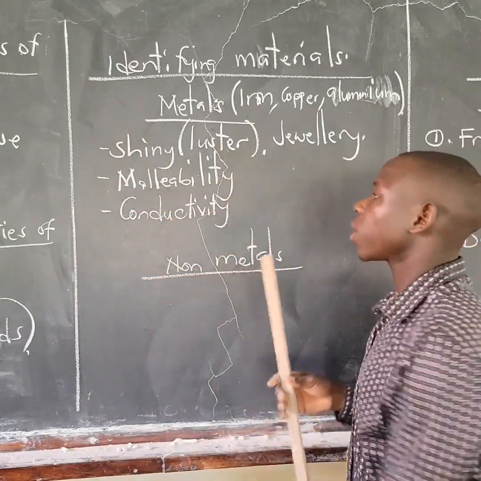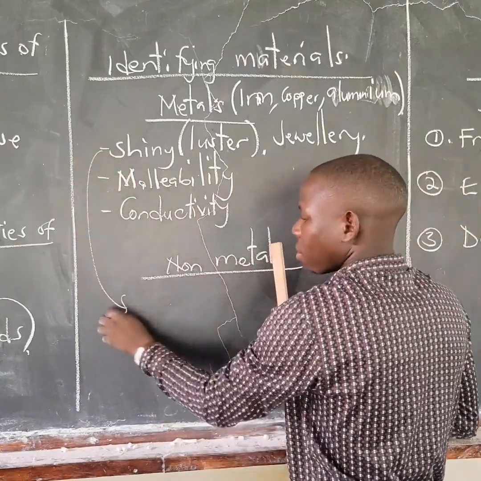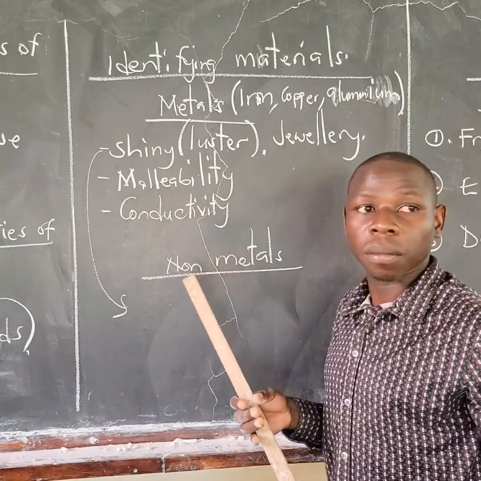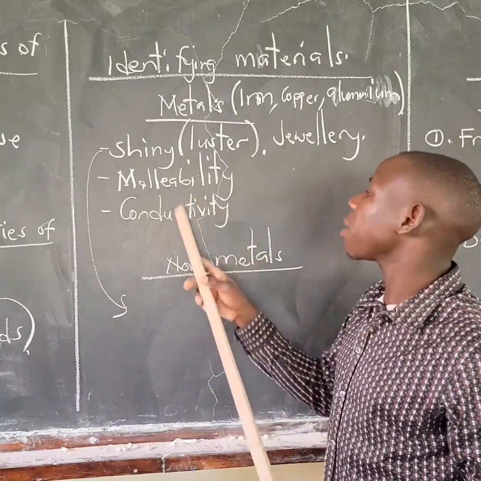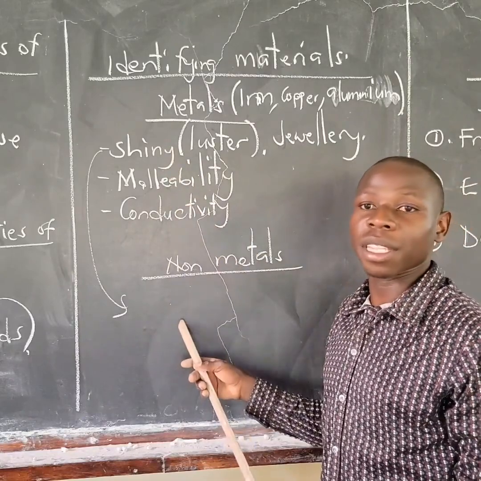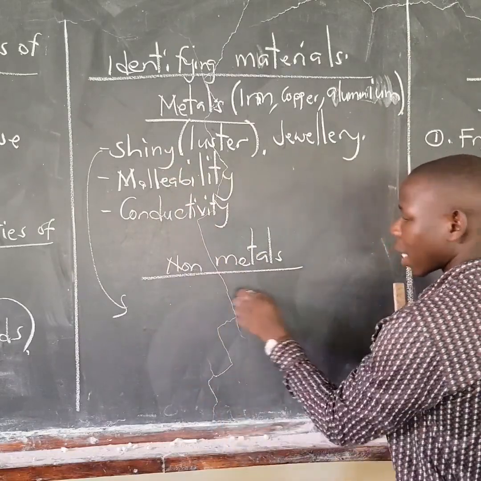Then the non-metals. We shall use the same to identify the non-metals. So the opposite, if it is the opposite of this, then it becomes a non-metal. For example, I can talk of carbon.